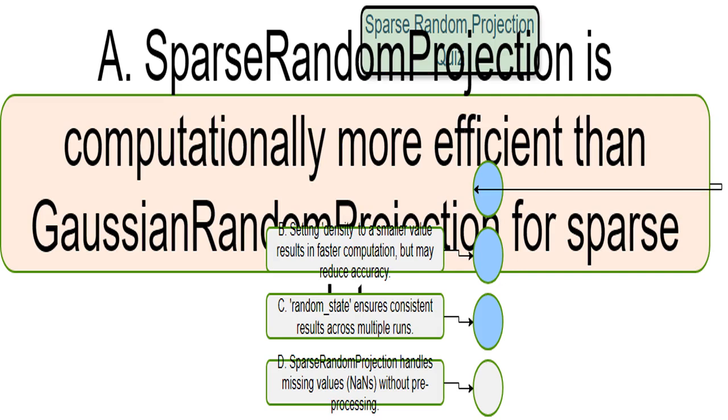SparseRandomProjection is designed for sparse data. It cleverly skips calculations on zero entries, making it much faster than GaussianRandomProjection, which doesn't have this optimization.